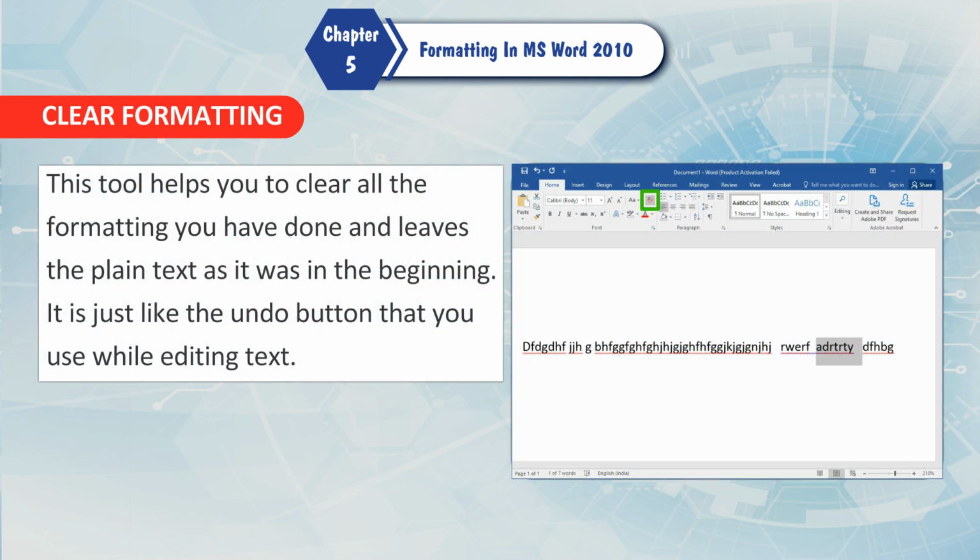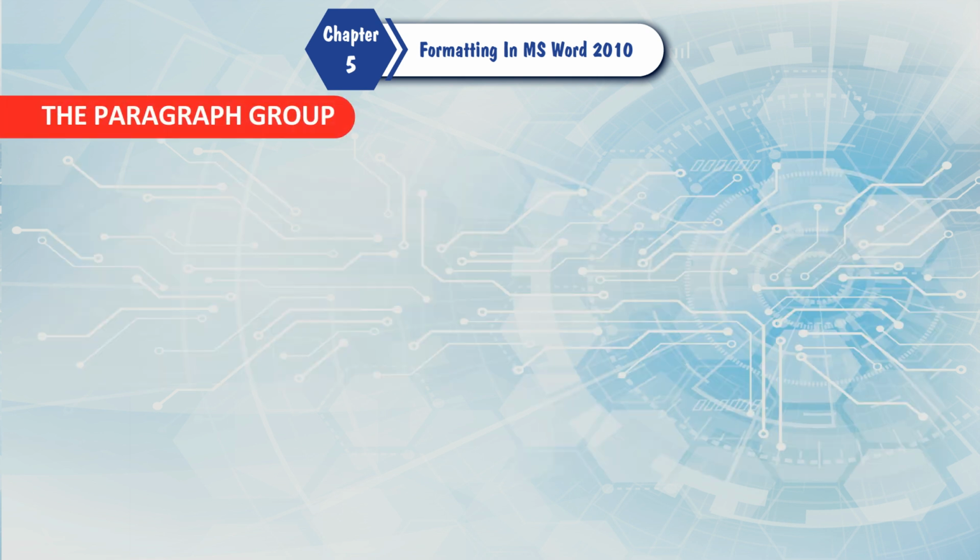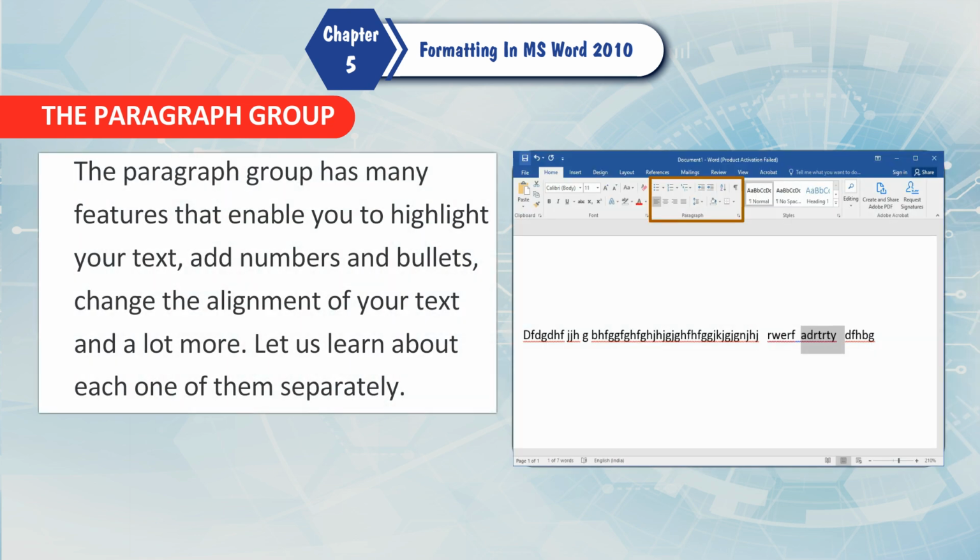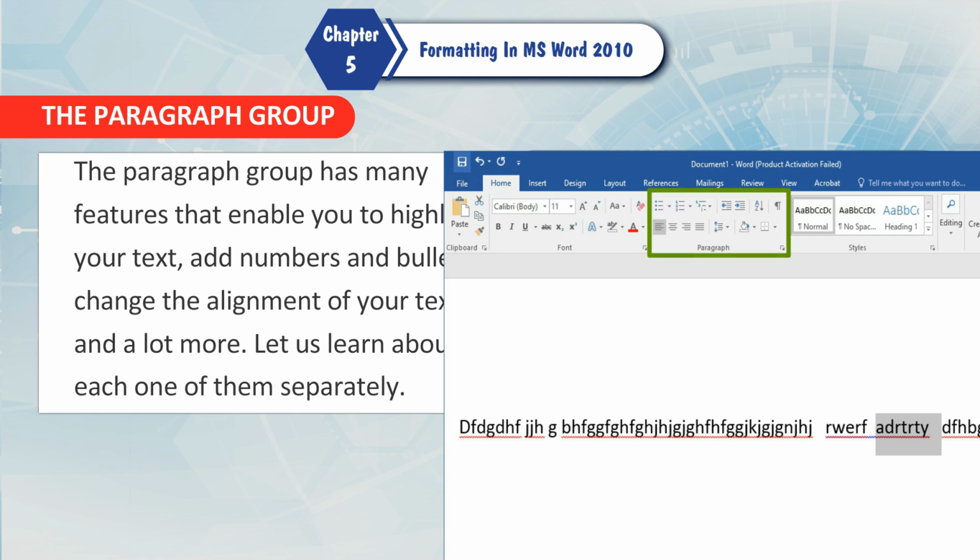This tool helps you to clear all the formatting you have done and leaves the plain text as it was in the beginning. It is just like the undo button that you use while editing text. The paragraph group. The paragraph group has many features that enable you to highlight your text, add numbers and bullets, change the alignments of your text, and a lot more. Let us learn about each one of them separately.